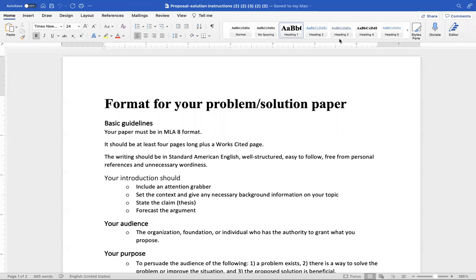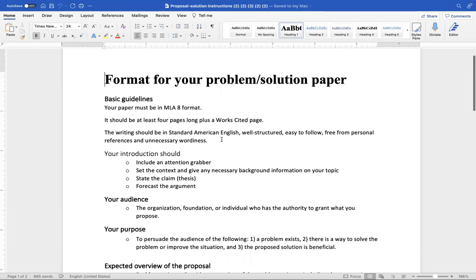This is how you format your problem solution paper. The basic guidelines are that your paper must be in MLA format. It should have at least 4 pages, more likely 5 to 7. Then on top of that, you need to have a works cited page.